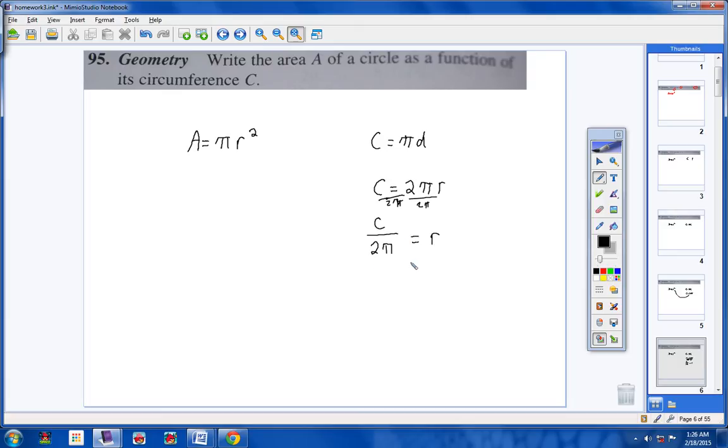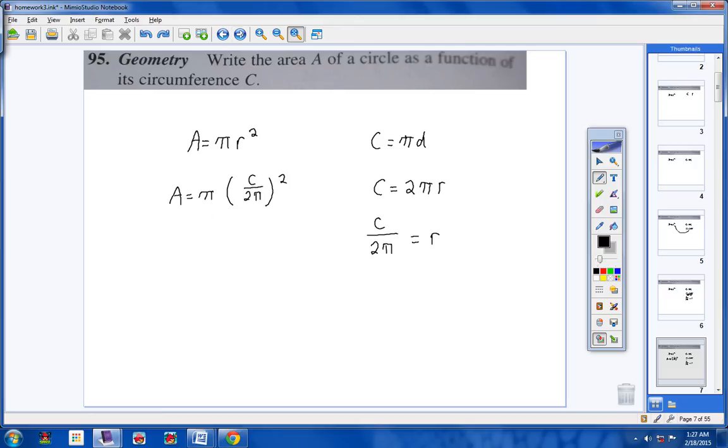So think about it, students. If c over 2 pi equals r, what can I put for r right here? C over 2 pi. And then I'm going to have area as a function of c. So here's r. And for r, I put c over 2 pi. Now notice I had to bring down the power of 2. And now we've got to simplify it. But I'm doing really well. Now I have area in terms of circumference.